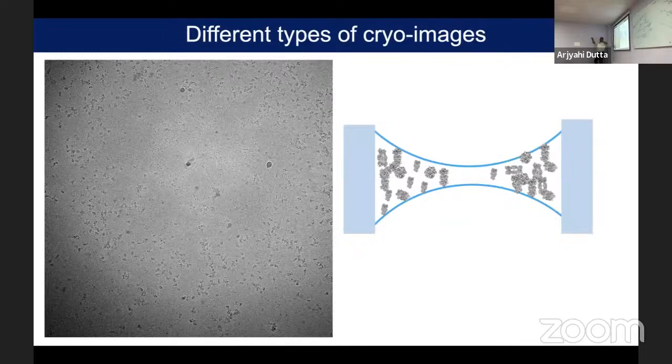Okay, so that ice thickness is the important role that we have to control. That is the main bottleneck: what should my ice thickness be? And that comes to the sample preparation part.